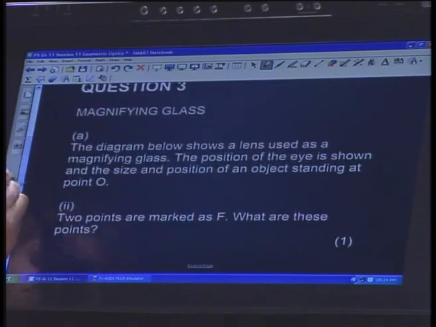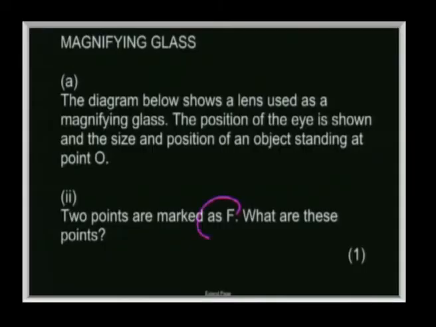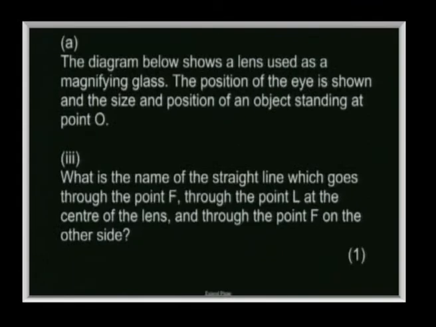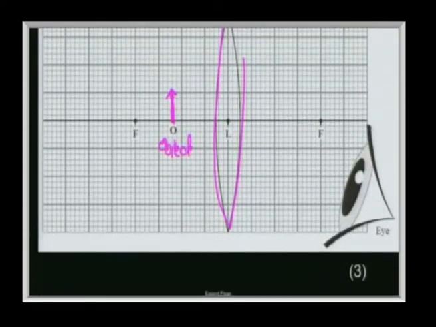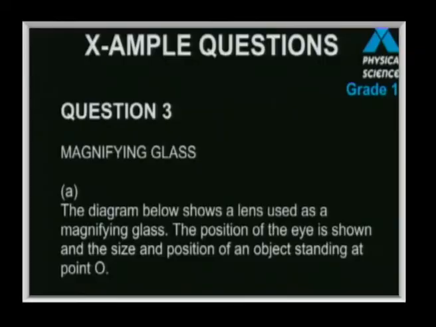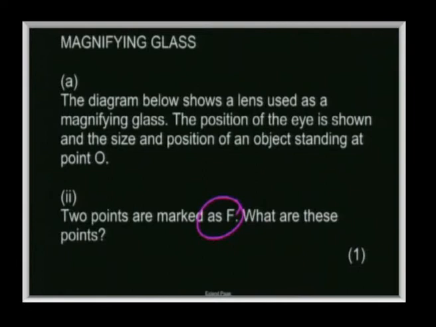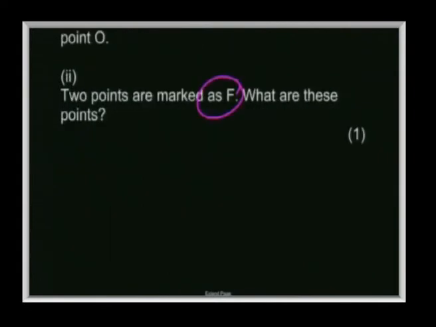The next question asks us, 2 points are marked as F. What are these points? If we look at our diagram, we see that the 2 points they refer to would be the F over here and F over there. Remember, those 2 points refer to the primary focal point, or the focal distance that we have for our lens. So if we go back, we can answer question 3A, number 2. These 2 points are referred to as the primary focal points.